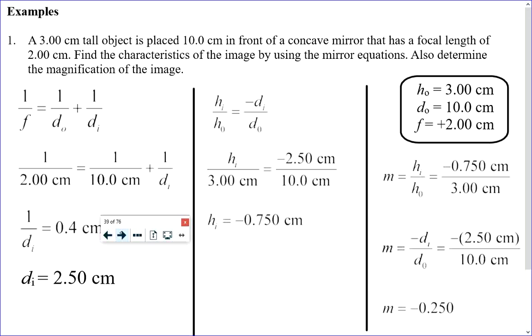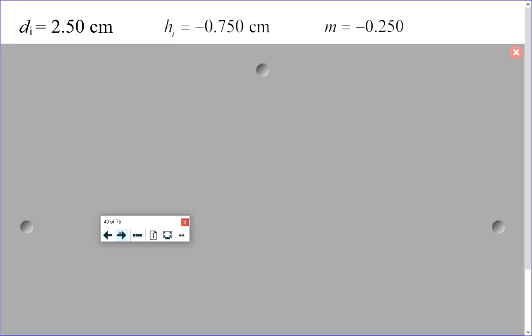All right. So what have we learned about this particular situation? The characteristics of the image are that the displacement of the image is 2.5 centimeters, so it will be found 2.5 centimeters away from the mirror. With a little bit of thought, you will say it's 2.5 centimeters in front of the mirror because it's a real image. And the height of the image is negative 0.75 centimeters, so it's inverted and only 1/4 the size, which is what the magnification is telling you.